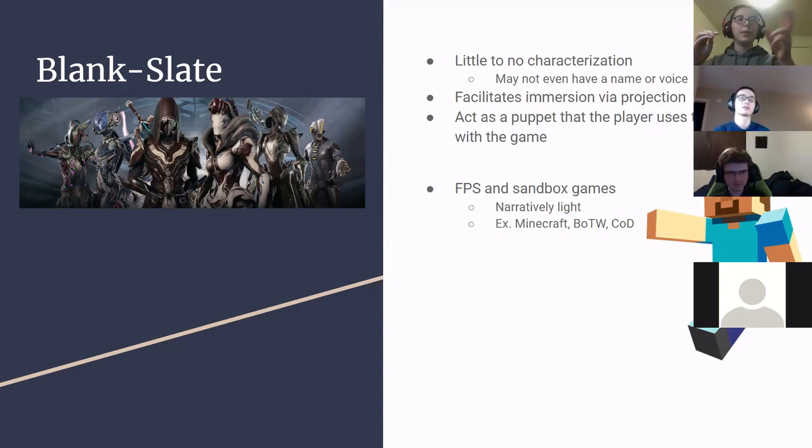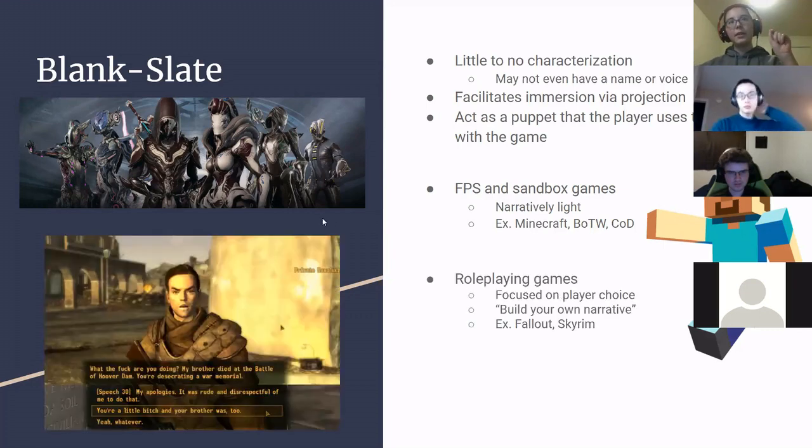I'm blanking on the word, but the point isn't to get into a huge narrative story thing. And similar with sandbox games like Minecraft, like I have here, the point of the game is to create and to just see what you can do. There's not really much of a story, so you don't need very much beyond basic characterization.